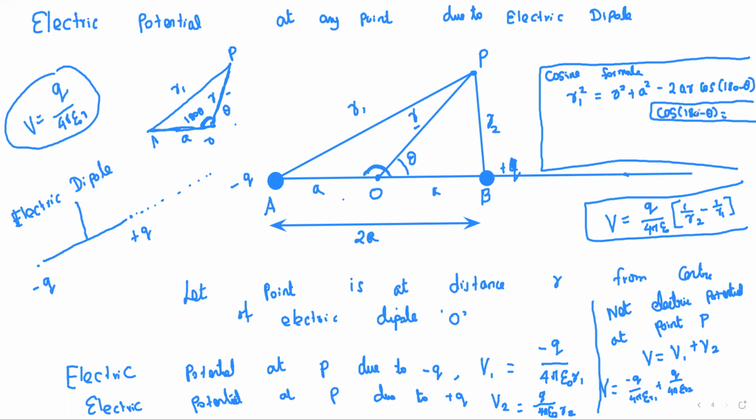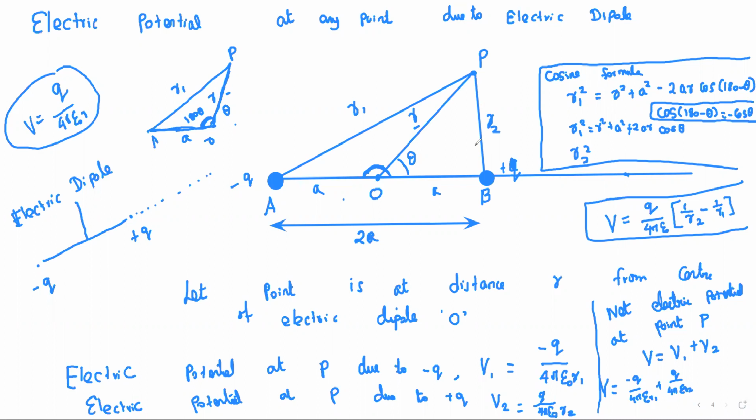Now, cos 180 minus theta means the angle will be in the second quadrant. In the second quadrant, cos will be negative. So instead of cos 180 minus theta, you can just write minus cos theta. So R1 square is equal to R square plus A square minus, and this minus times minus cos theta becomes plus, so plus 2AR cos theta. Is it clear? Instead of cos 180 minus theta, I am substituting minus cos theta, so this will be plus 2AR cos theta. And similarly, we can write R2 here.